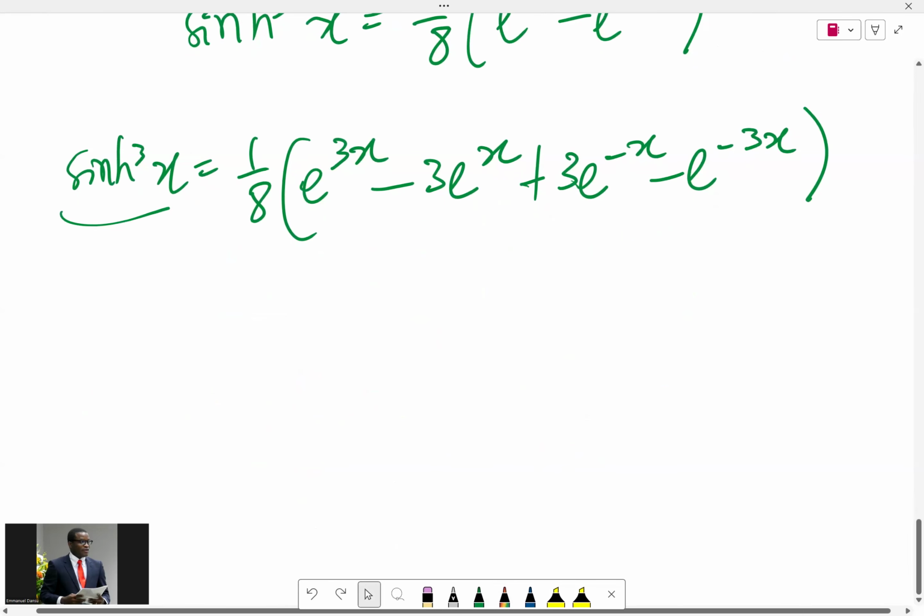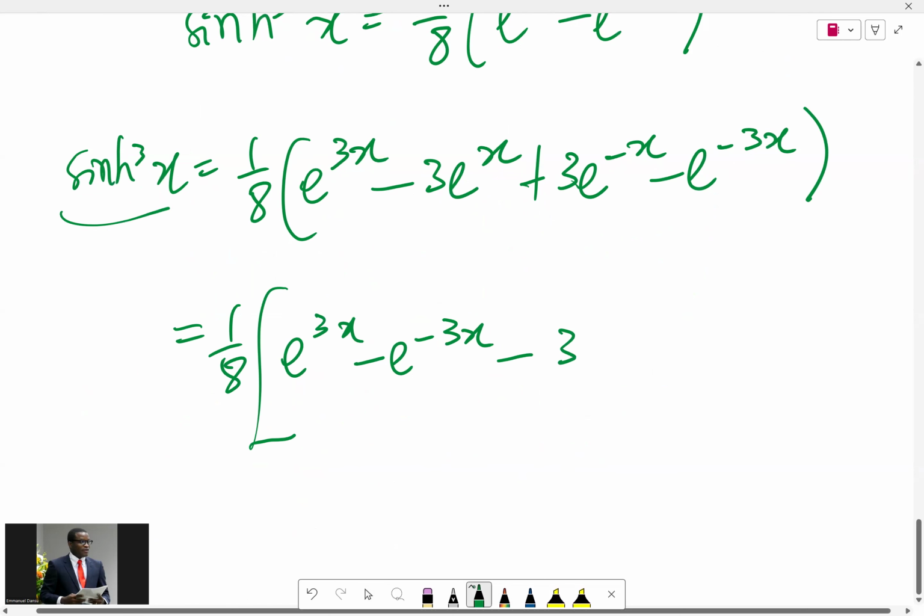So in that case, we can collect terms that look alike. So we have 1 over 8 into e raised power 3x minus e raised power minus 3x, because they look alike. Next, we can have minus 3e raised power x plus 3e raised power minus x, because we have e raised power x and e raised power minus x.